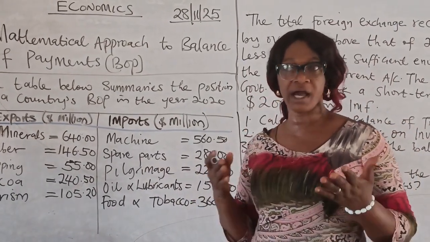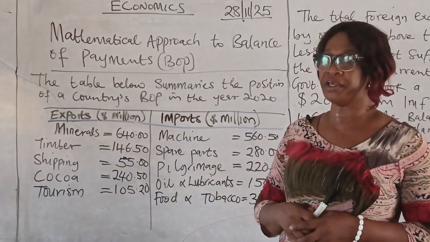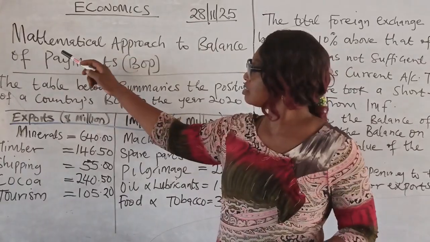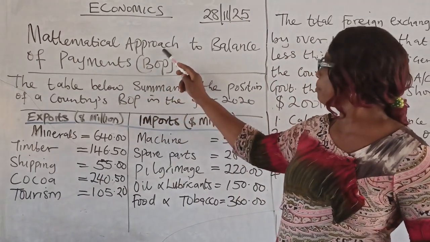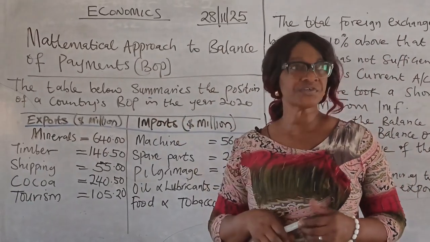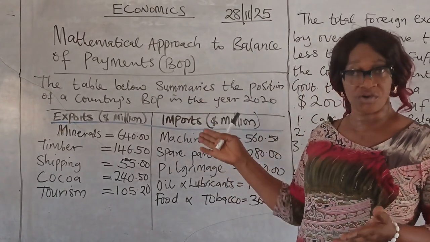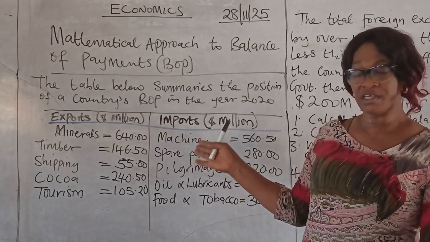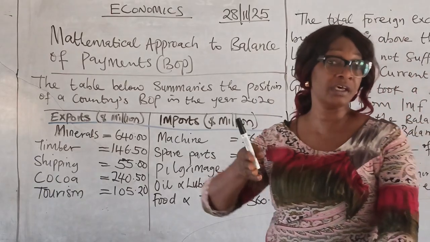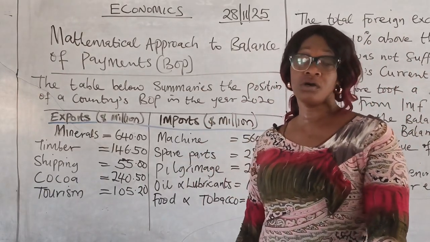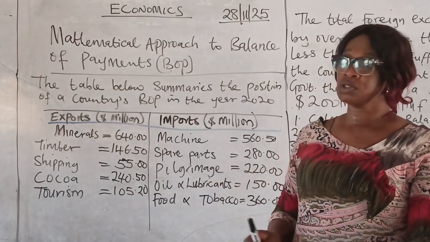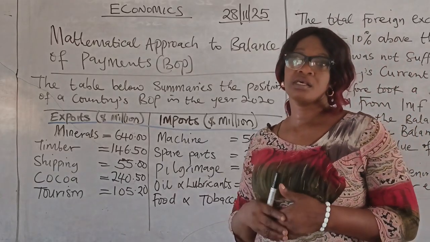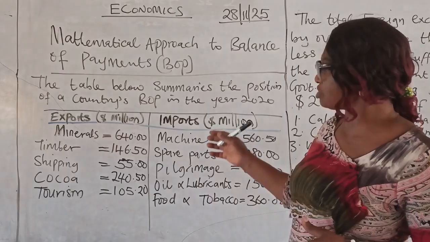From the explanation that we had, we are going to solve the mathematical aspects of balance of payments. As you can see on the board, the mathematical approach to balance of payments. Oftentimes, we normally see such a composite equation in economics. This equation is one of the composite equations in WAEC. So I want you to pay attention so that you'll be able to get it very well in case it comes out in WAEC. So look at the equation given.